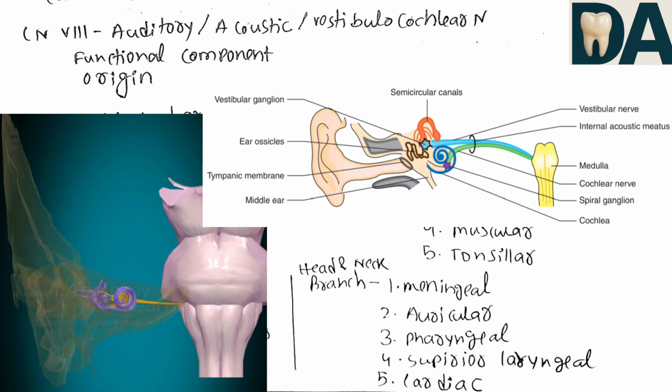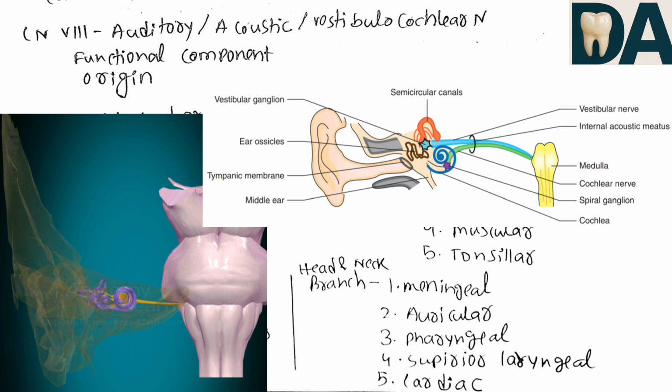Auditory, vestibulocochlear or acoustic nerve, cranial nerve 8. The acoustic or auditory or vestibulocochlear nerve is the eighth cranial nerve. It is a purely sensory nerve which is composed of two different types of fibers with varying sensory receptors. One is the vestibular nerve, second is the cochlear nerve.